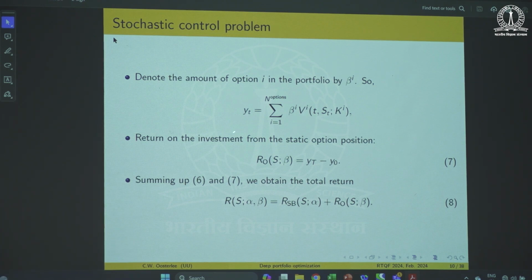And then the return on investment from the static option position, the return from the options, is y at final time, y at time capital T, minus y at initial time. And so our total return capital R is the return from the stocks and the bonds, plus the return from the options. That is what we want to optimize.